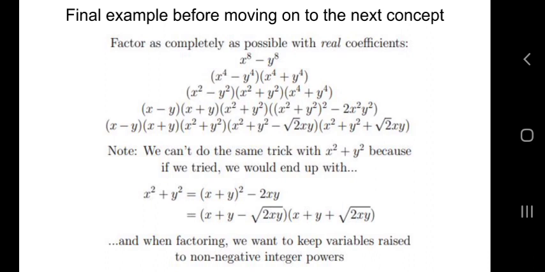So if we factor this as a minus b times a plus b, remember a was x squared plus y squared, and b was square root of 2 times xy. So we factor it as x squared plus y squared minus square root of 2 xy times x squared plus y squared plus square root of 2 xy.